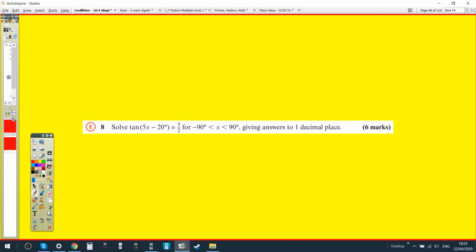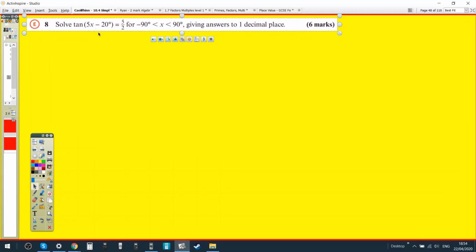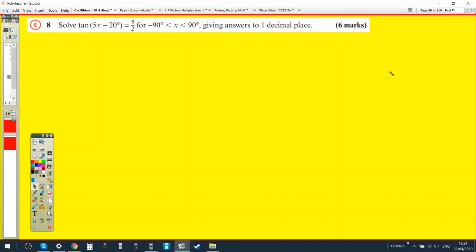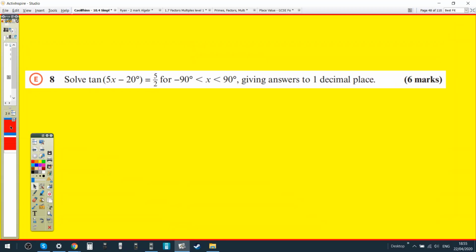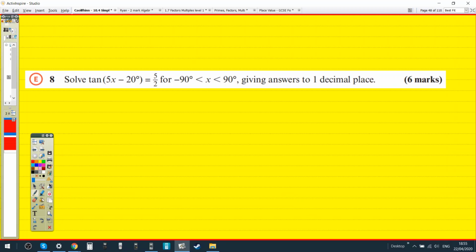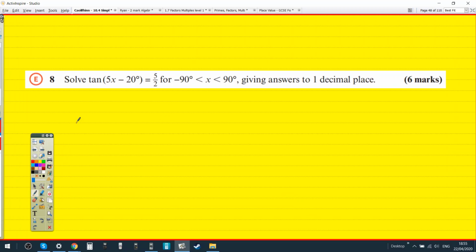I really want to do a weird one. How would you start this one? Let a equal 5x minus 20. What would be the range for this one?